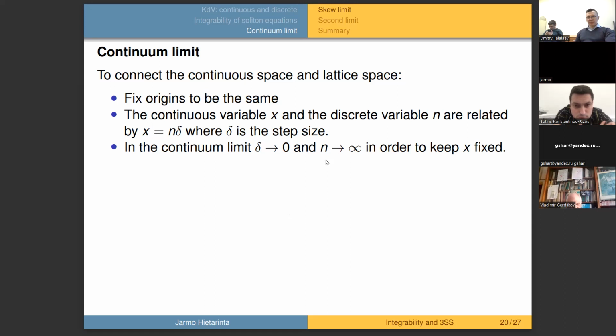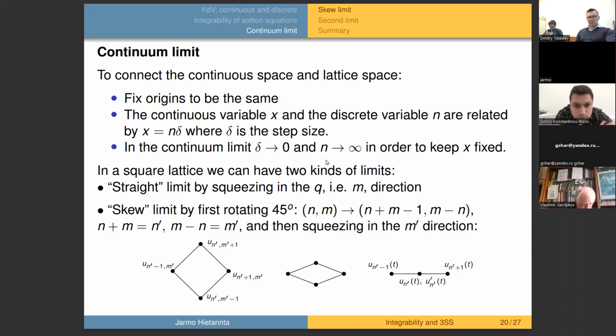Okay. Next, we point out that there are various ways to squeeze the lattice. One way is a so-called straight limit, which we take the square lattice and squeeze it maybe, for example, in the q direction, that is m, or n direction. But we just squeeze the square into a line.